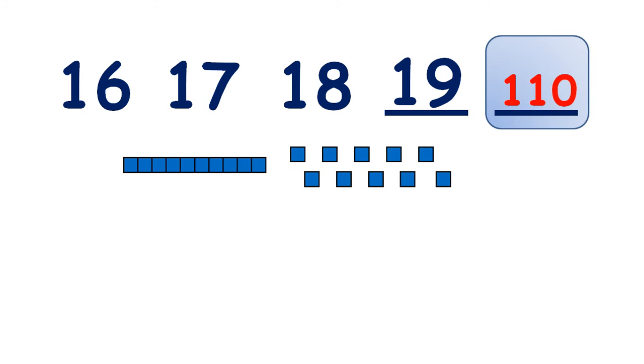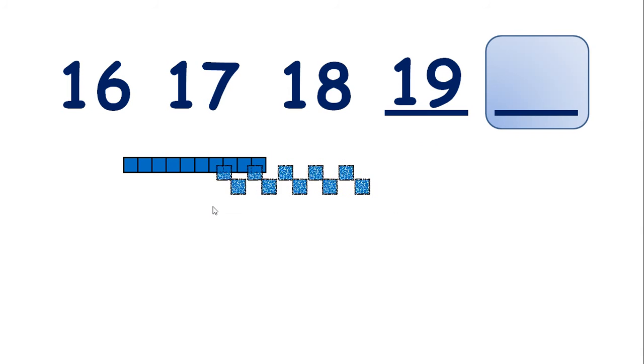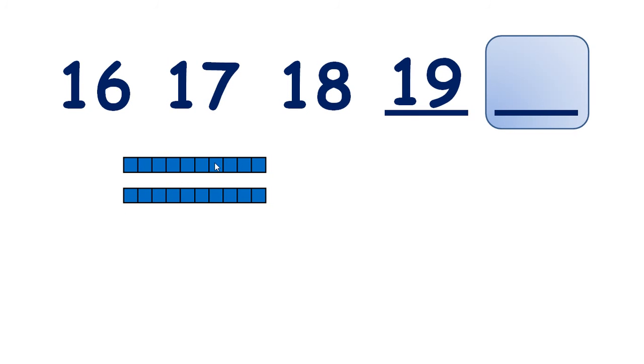Whoops, oh dear, I think I've made a mistake here. I saw that I had one group of 10 here, and then I counted 1, 2, 3, 4, 5, 6, 7, 8, 9, 10 blocks here. But if we have 10 blocks in a line here, and we have another 10 blocks, we don't write it like that. Instead, we can push these blocks together so that we now have 2 groups of 10, which means we have the number 20, and we write that 2, 0. That's better.